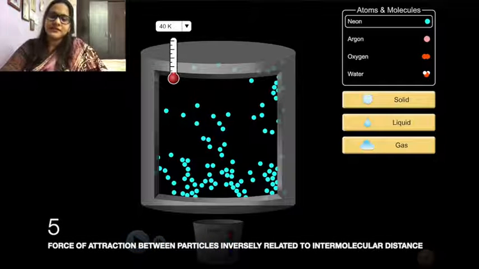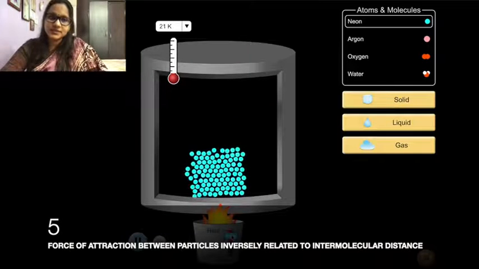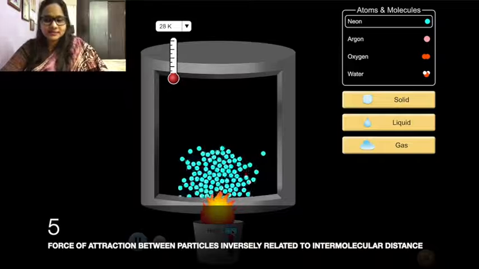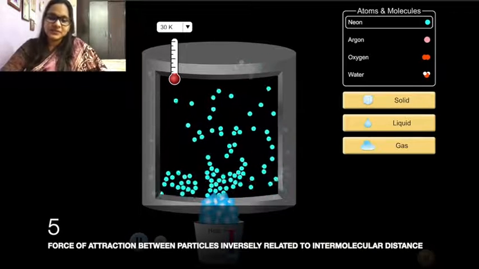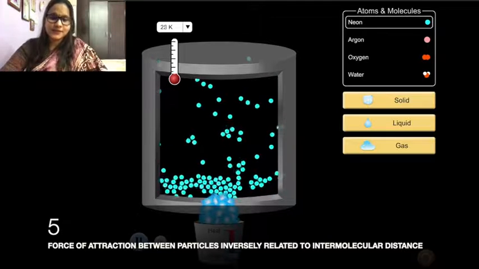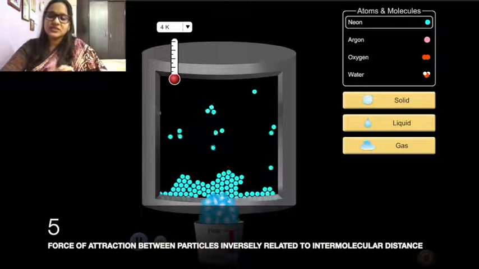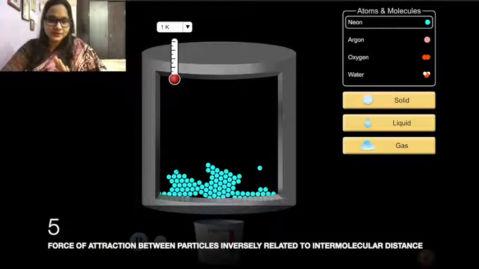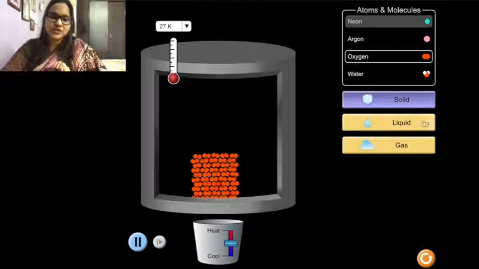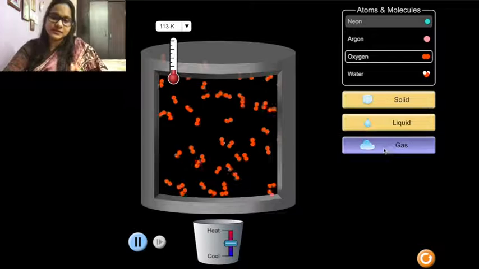The fifth and the last point states that the force of attraction between the particles decreases if the distance between them increases. Similarly, if the distance between the particles decreases, then the force of attraction between the particles will also increase. So these were the five main important postulates of the kinetic molecular theory, and these five postulates help us to define and understand each of the different states of matter.